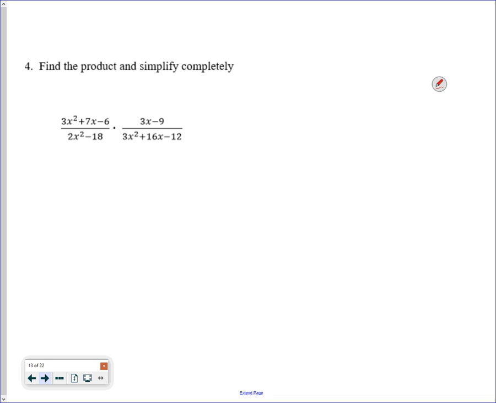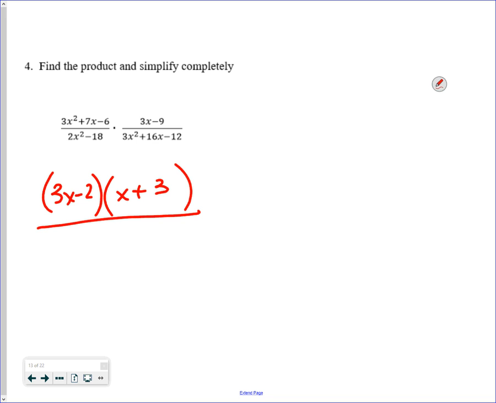Last one in this group. So I need to be able to factor each one of these. So 3x squared plus 7x minus 16. I have shown you a variety of ways to factor. Ultimately, you have to come up with a way that best suits you.